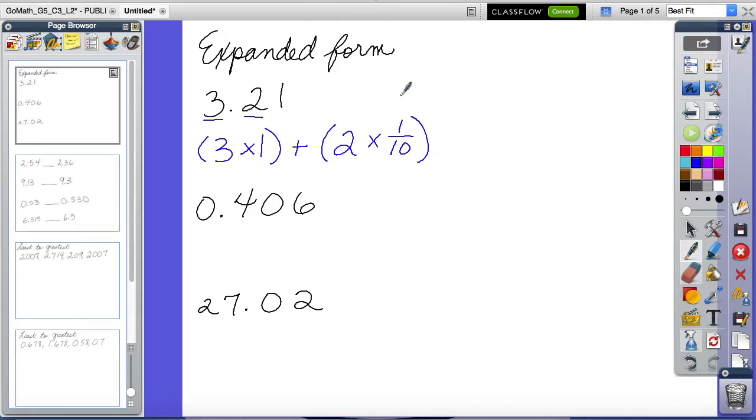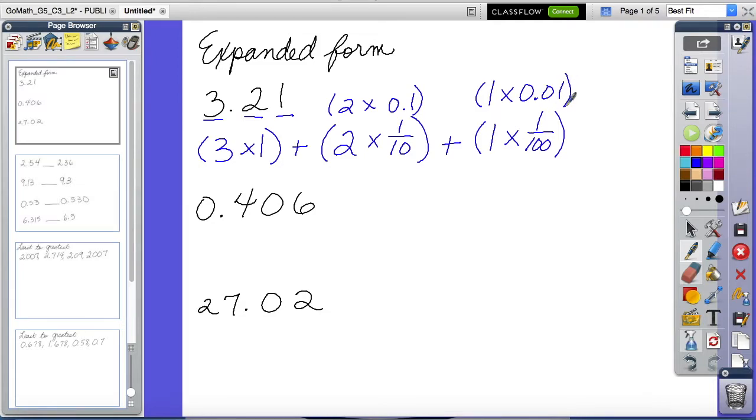It doesn't matter to me if you use the fraction form for 1/10 or the decimal form for 1/10 in the value. So you could use either one of those to represent the value of the 2. Plus, we have the 1 is in the hundredths place. So we would do 2 times 1/100th. And again, if you prefer to use the decimal values, I would accept that as well in place of the fraction 100th. So that would be expanded form.